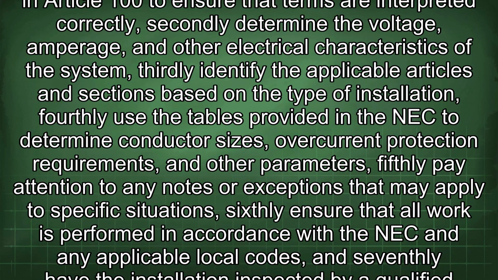When using the NEC, firstly consult the definitions in Article 100 to ensure that terms are interpreted correctly. Secondly, determine the voltage, amperage, and other electrical characteristics of the system. Thirdly, identify the applicable articles and sections based on the type of installation. Fourthly, use the tables provided in the NEC to determine conductor sizes, overcurrent protection requirements, and other parameters. Fifthly, pay attention to any notes or exceptions that may apply to specific situations. Sixthly, ensure that all work is performed in accordance with the NEC and any applicable local codes. And seventhly, have the installation inspected by a qualified electrical inspector to verify compliance.